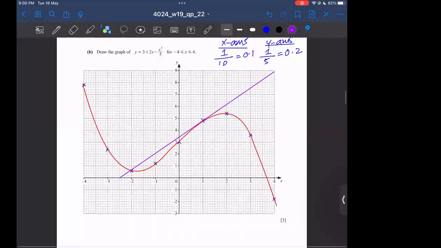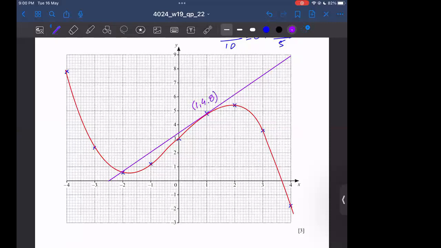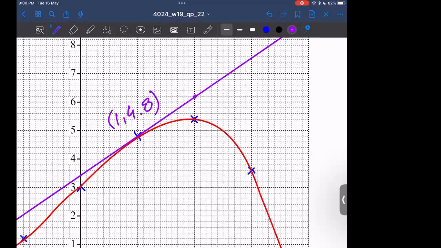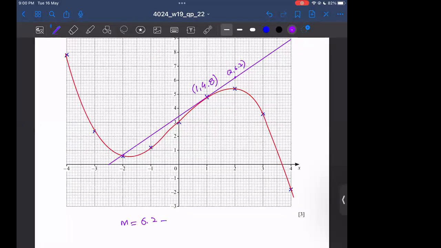They're asking you to estimate the gradient of this graph. So what is the gradient? You just need 2 points to calculate it. This is 1 comma 4.8, then you can take any point from this graph. Let's say this 2, 6.2, this point over here. 2, 6.2 is more clear. So the gradient of this graph is y2 minus y1, 6.2 minus 4.8, over 2 minus 1. It is 1.4.